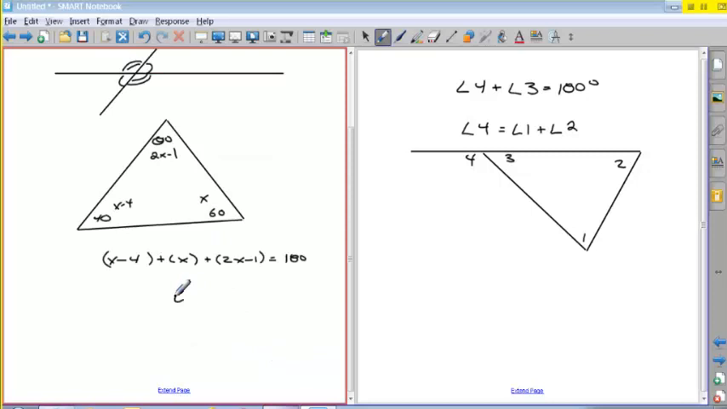So if we do that, we get 4x minus 5 is equal to 180. 4x is equal to 185, so x is equal to 185 over 4. Since I just thought those up, that's why I got an answer that's not a nice integer, but just look at those problems that involved x values.